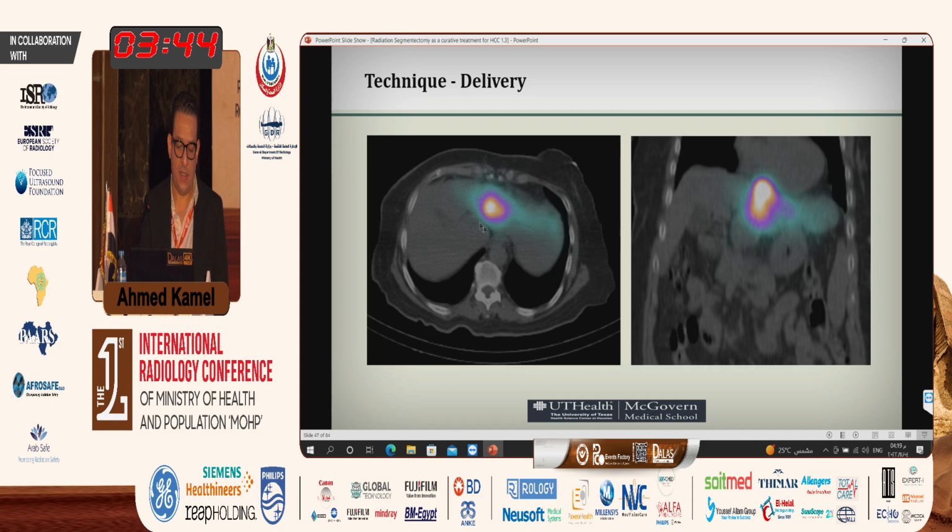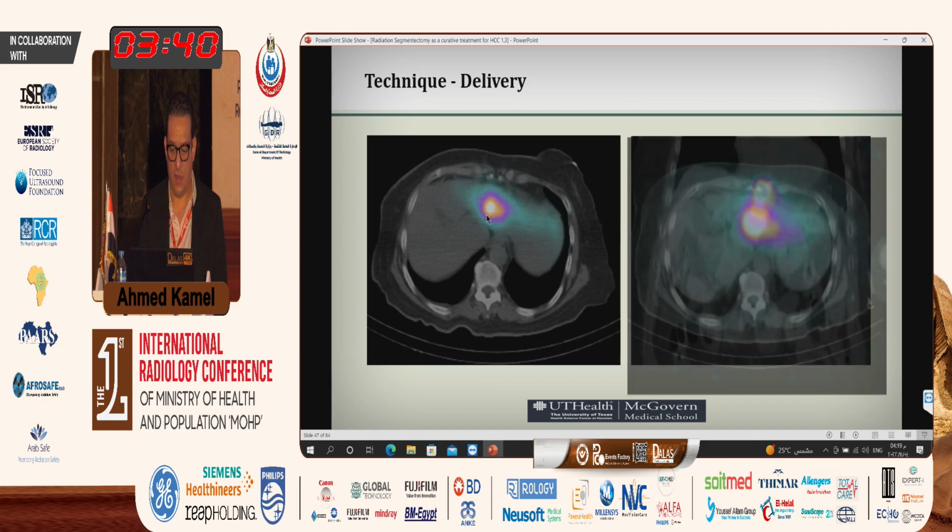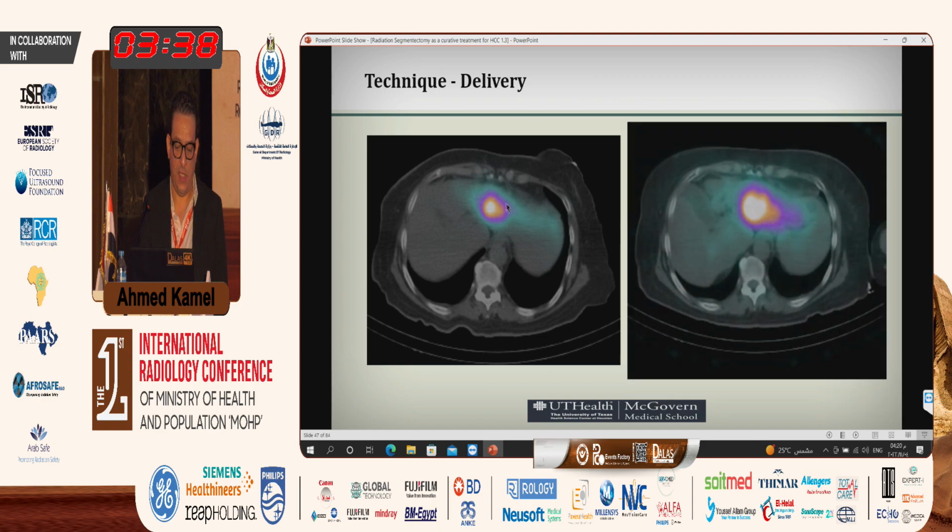As you can see here, it's now a focal distribution, and you can see here the difference between without, or that's the one that we did before we injected the gel foam. You can see it's extending way into the liver here, but after you do the gel foam embolization, most of the Y90 goes into the tumor only.